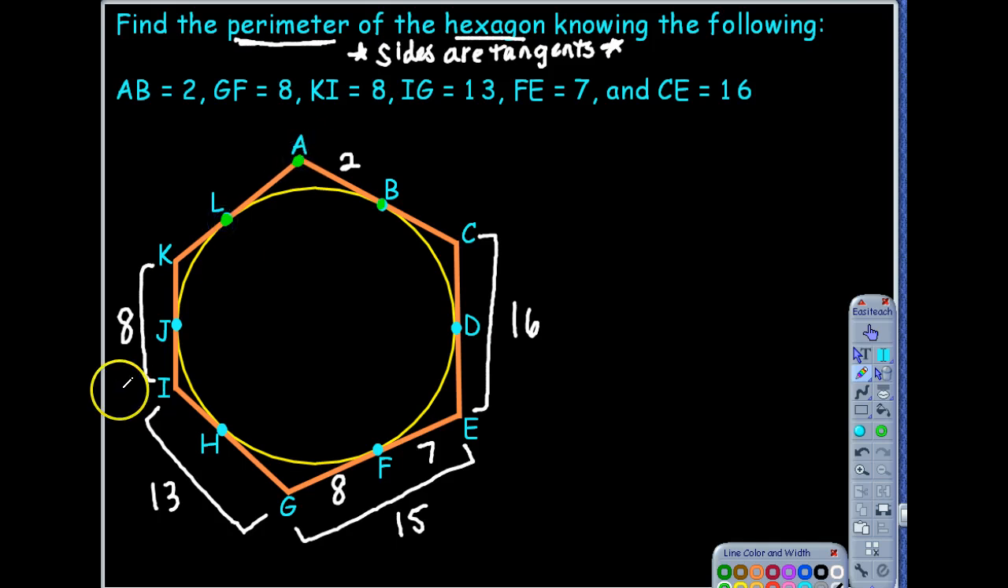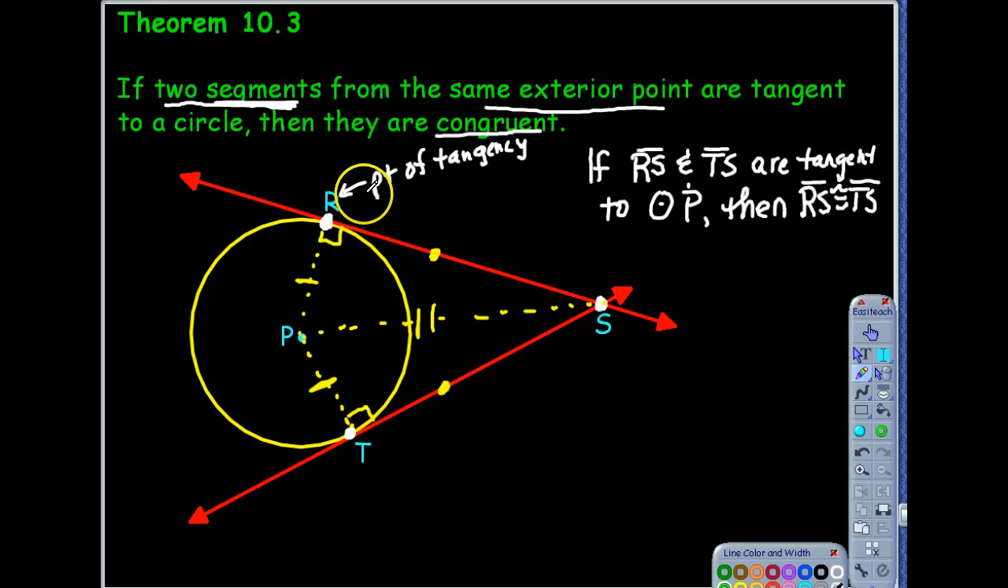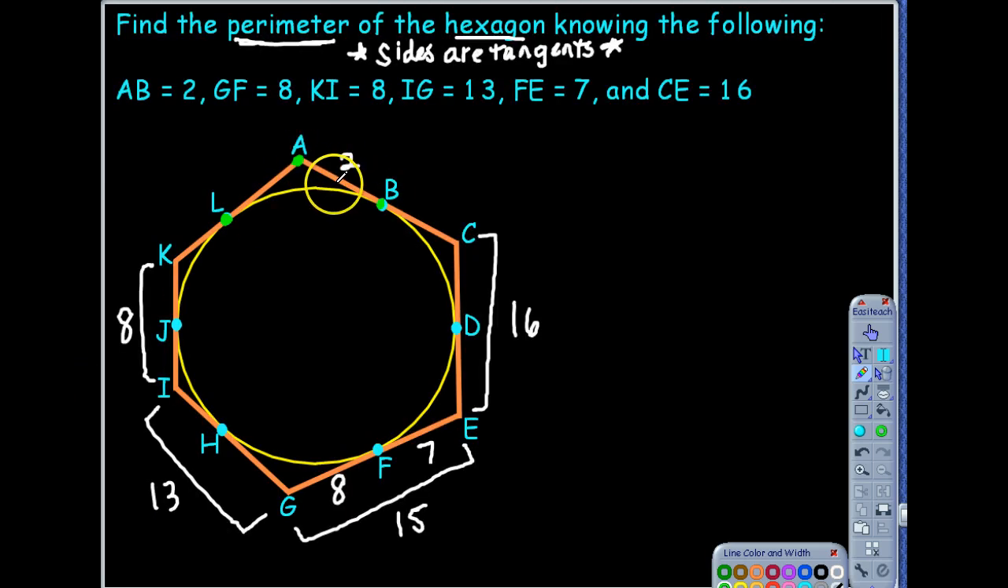If you remember back to that theorem, let me find it. I want to say it was on 3, but yes. If you have 2 segments that come from the same exterior point to the point of tangency for both of them, what was true about them? They were congruent. So that means AB would be congruent to AL. So that means this is also 2. So let's use that. Let's go around and I'm going to find some of those segments.